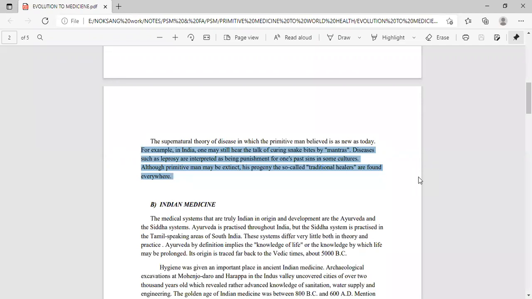The second one is diseases such as leprosy. It is believed to be because of one's past sin that the person is suffering from this disease. So these are the two supernatural theories that are still going on. But the main thing is they should visit a hospital. They should go to a doctor.